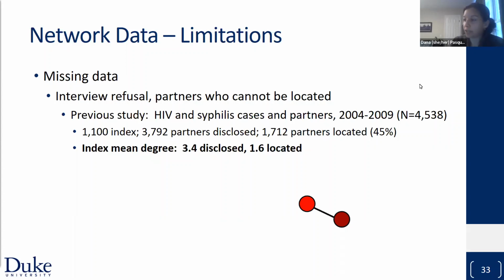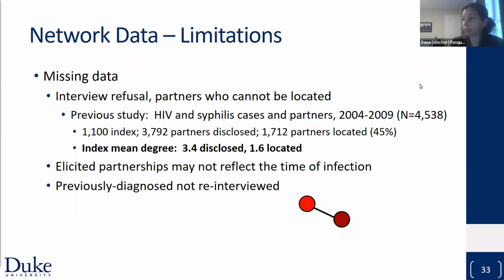Assuming you have this kind of network at the bottom, one thing that you do is that if someone is previously diagnosed, you don't actually interview them again. You only interview them at the time of their diagnosis. So we know that when we are interviewing people, sometimes people could have been infected a really long time ago, and so the partnerships might not reflect the time of infection. And so we might see something that actually looks like this, where we're not observing the gray nodes because the person wasn't interviewed or the partnerships of interest occurred too long ago.